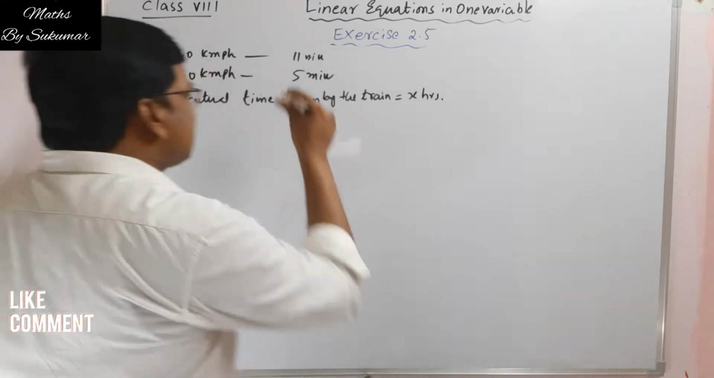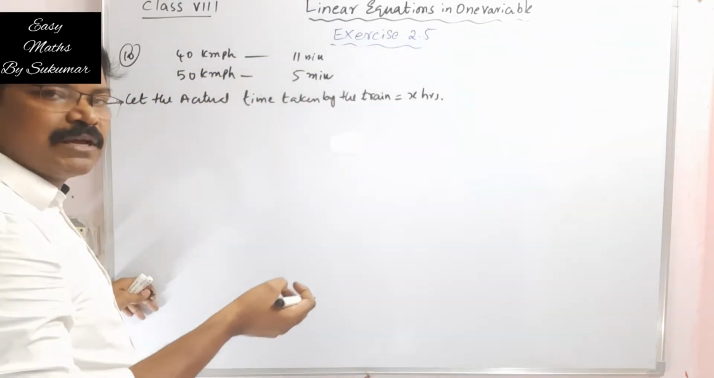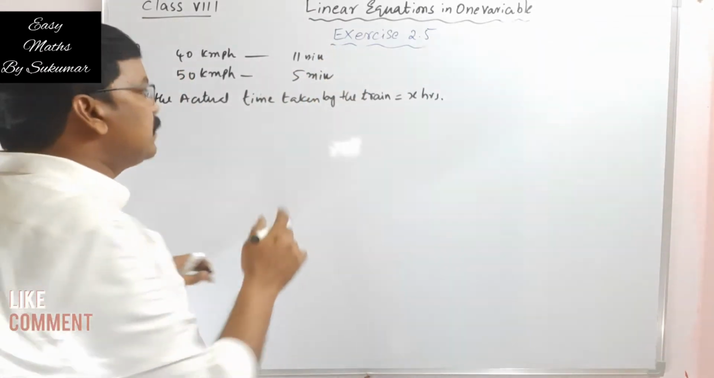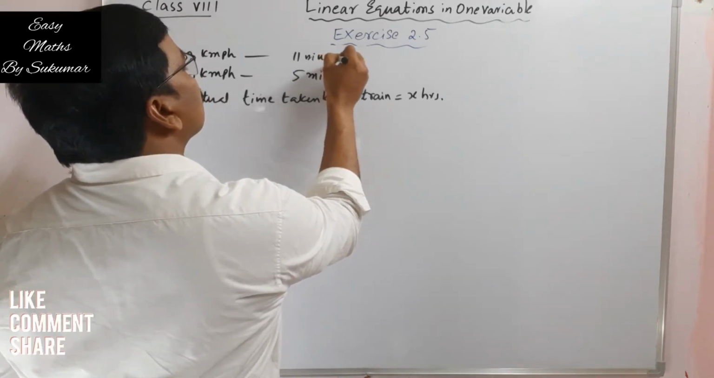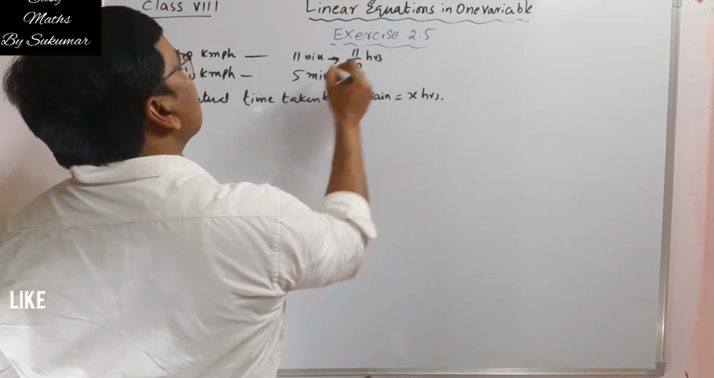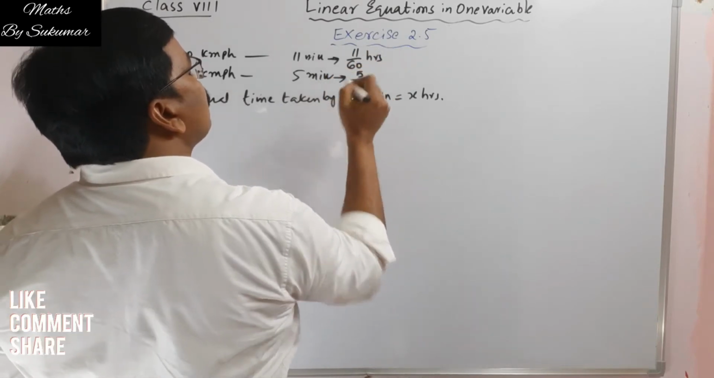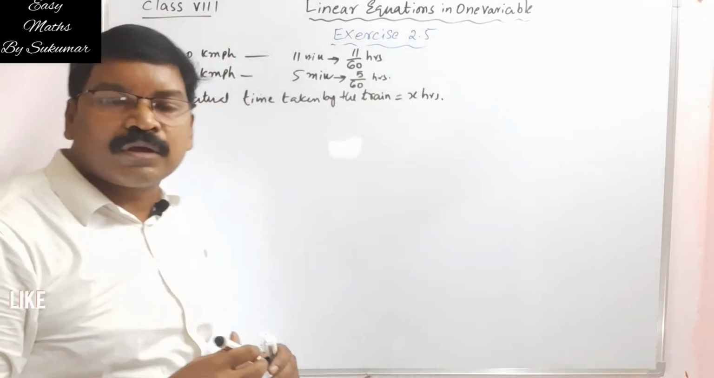But in the first case, if it runs at 40 km per hour speed, it is running late by 11 minutes. That means let us change these minutes to hours. That means 11 by 60 hours. And this 5 minutes, just change it into hours. That means 5 by 60 hours. Right. Okay, my dear students.